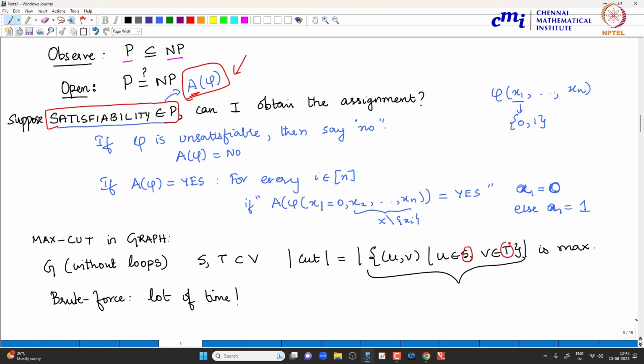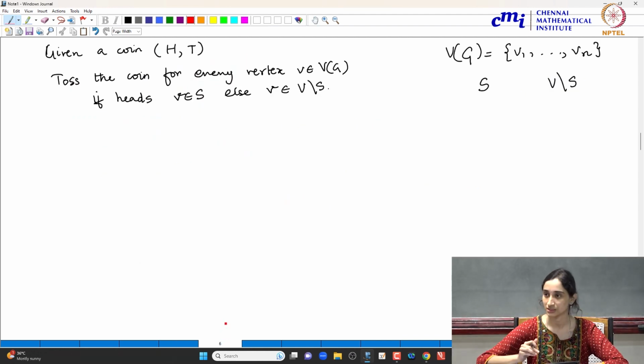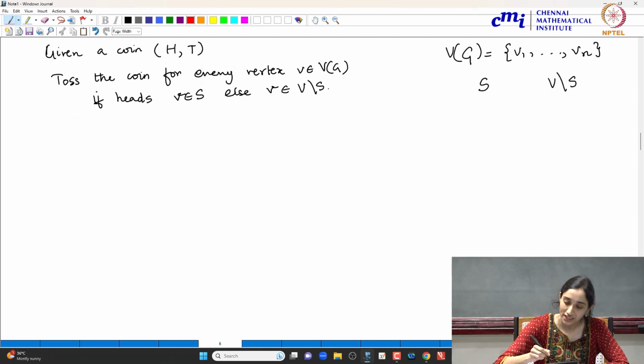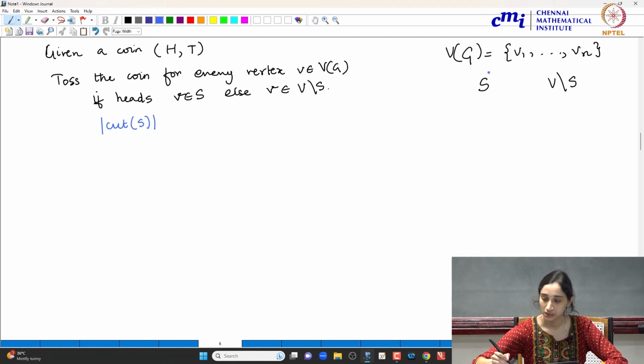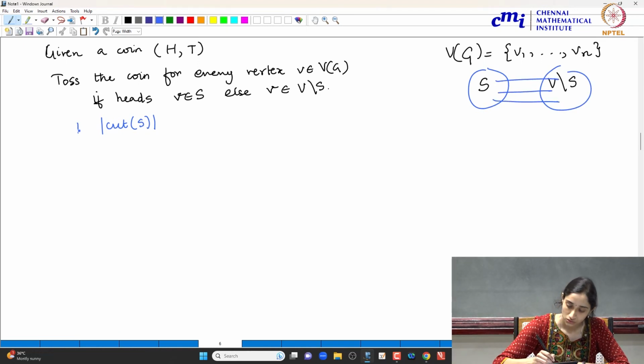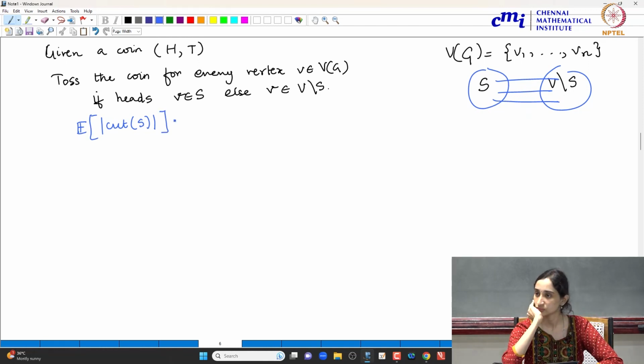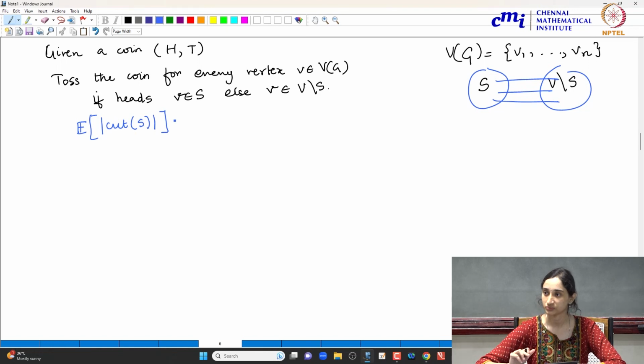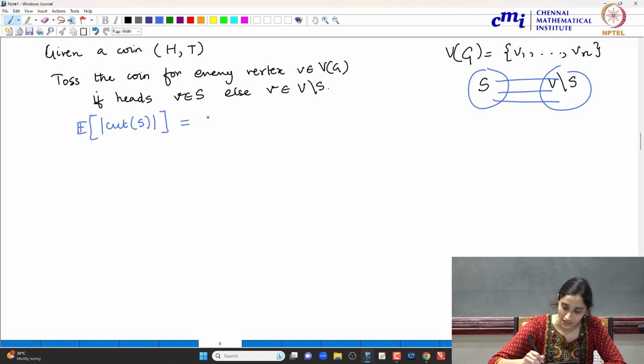But this algorithm additionally has this capability of tossing coins. I give you a coin. So what can you say about the size of the cut? I cannot really say the size of the cut, so I'll just put cut of S. So there is S and V minus S, and then there are edges going across. So what can I say about this quantity? The expected size of the cut. You are familiar with expectation, right? It's n by 2. Okay, so maybe I should write it, and then what you said is correct.